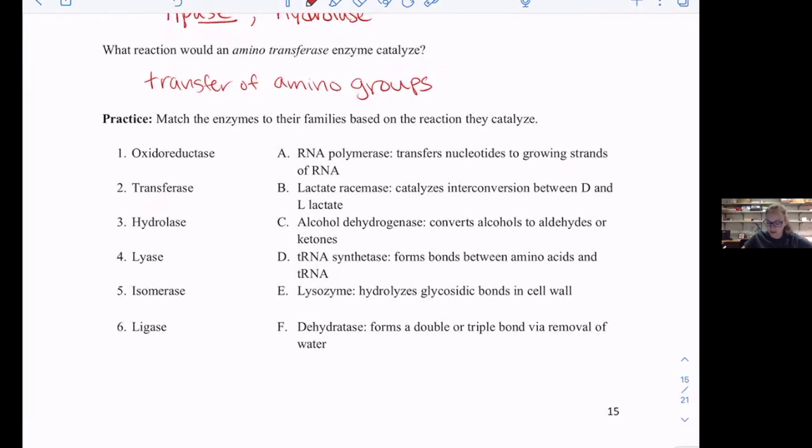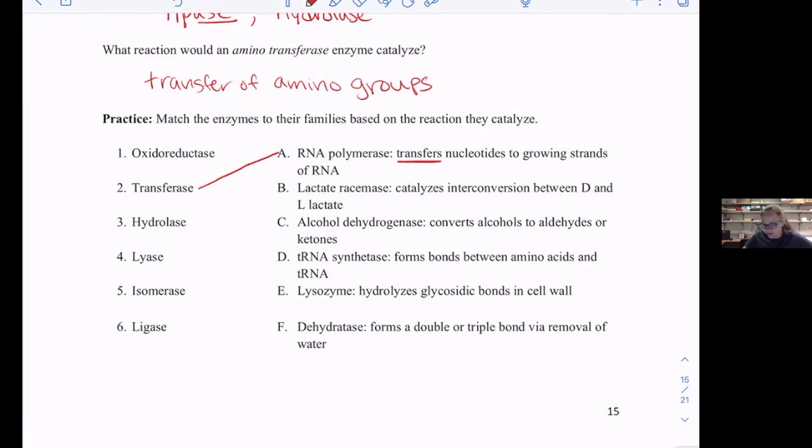So this first one, RNA polymerase, transfers nucleotides to growing strands of RNA. So let's look for keywords. We don't know what any of this means yet, right? We might kind of know what RNA is just based off of learning about our vaccine for the COVID pandemic, but RNA polymerase, none of that really gives me any clues to anything, but transfers nucleotides. So I have that key word here, transfers, meaning that this is going to be a transferase.